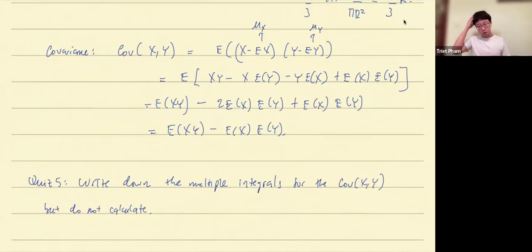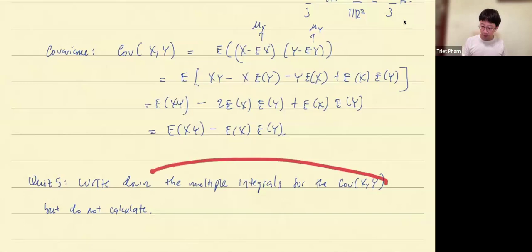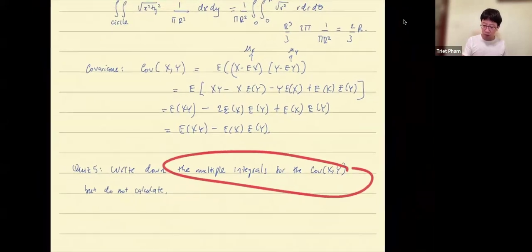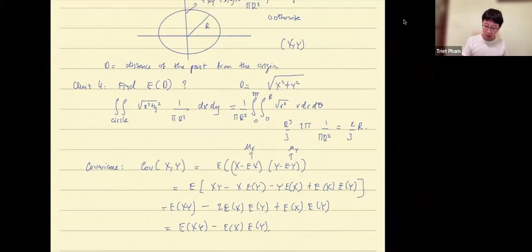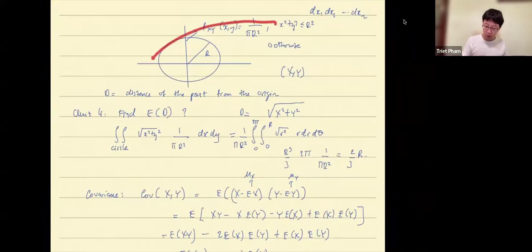All right. So the reason is, I don't know if the antiderivative is going to be easy or hard. So let's not even get into that for now. But I want you to write down the multiple integrals with respect to this distribution, for the covariance of x and y, at least so you see what the calculation should be.